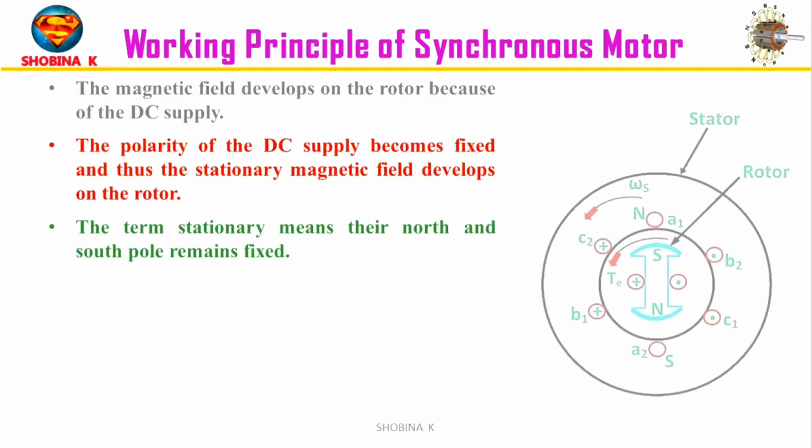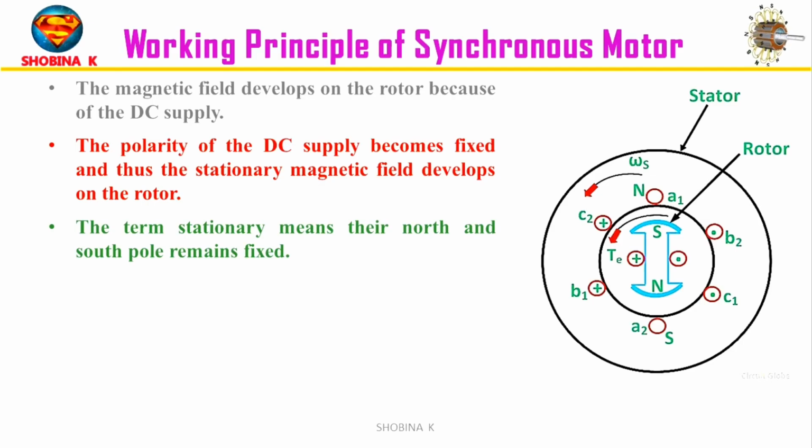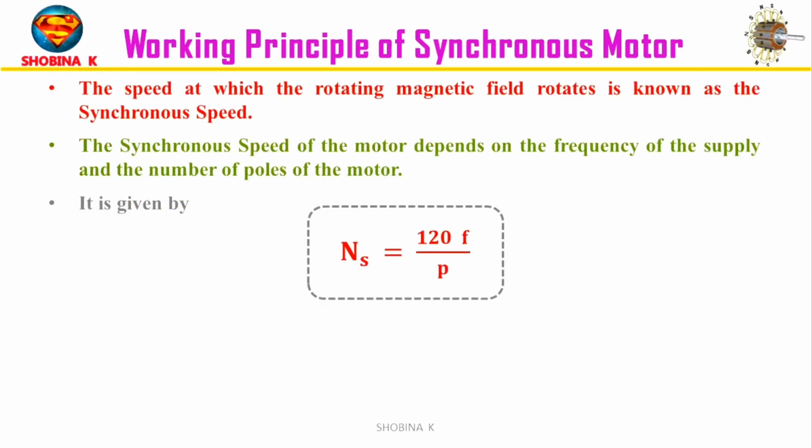The magnetic field develops on the rotor because of the DC supply. The polarity of the DC supply becomes fixed and thus a stationary magnetic field develops on the rotor. The term stationary means their north and south poles remain fixed. The speed at which the rotating magnetic field rotates is known as the synchronous speed. The synchronous speed of the motor depends on the frequency of the supply and the number of poles of the motor, and it is given by Ns = 120 f / P.